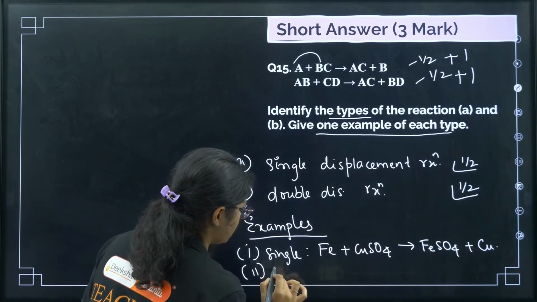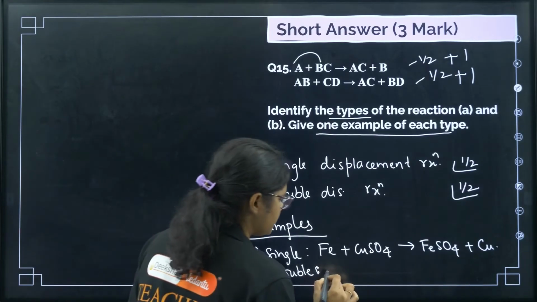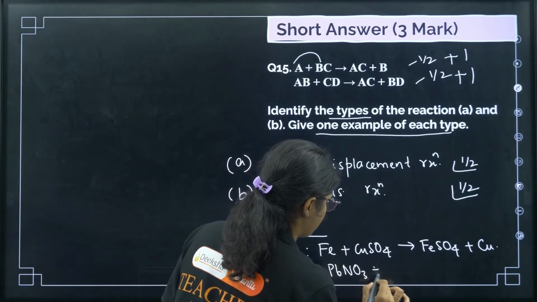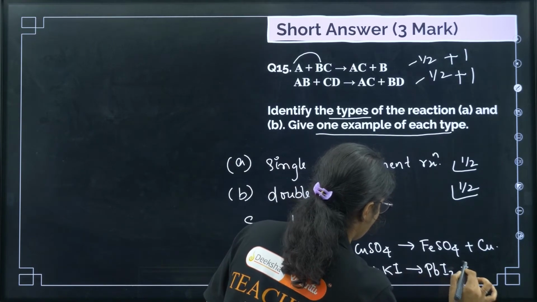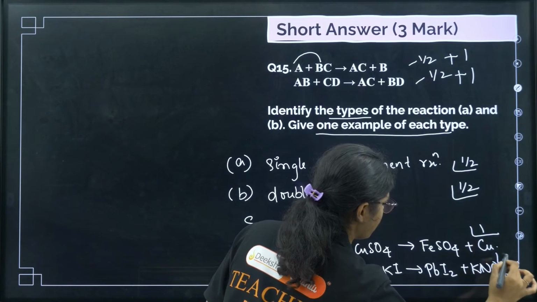Similarly, the second one, that is double displacement reaction. You can write down lead nitrate plus KI gives PbI2 plus KNO3. Right? If you write this one, you will get 1 mark, and you will get 1 mark here.